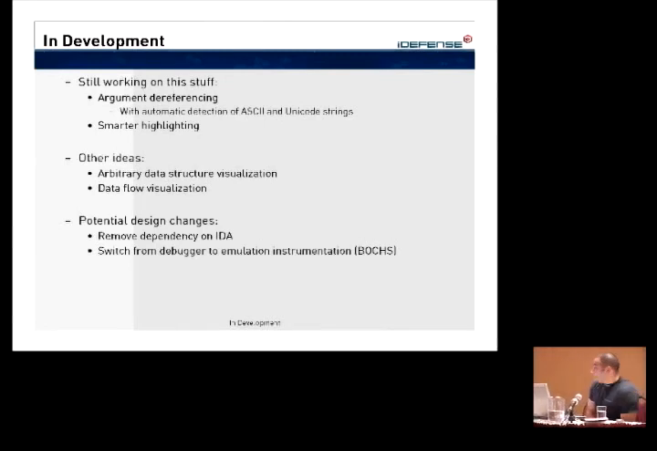So, in development, things I'm still working on is argument dereferencing. We have registers in there. It'd be nice to, at the start of every function, see what the arguments are. Again, I'll apply smart ASCII Unicode string detection. I'd like to do smarter highlighting. There's definitely some false positives in the highlighting. It's still really good. It's very fruitful.